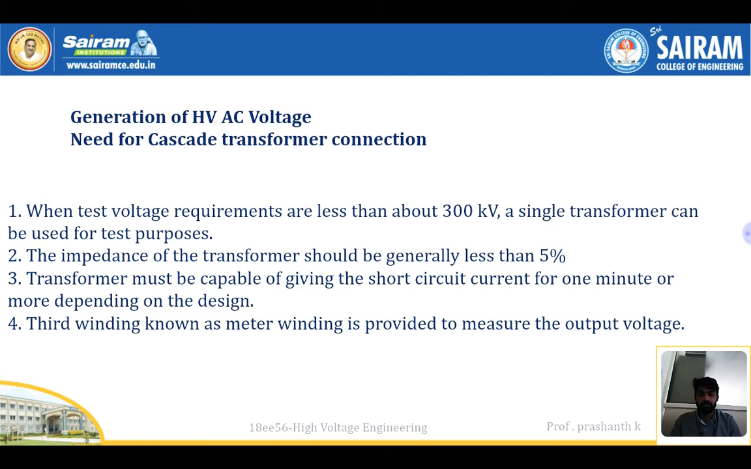The transformer must be capable of giving short circuit current for 1 minute or more, depending on the design. The third winding, known as the meter winding, is provided for measuring the output voltages.